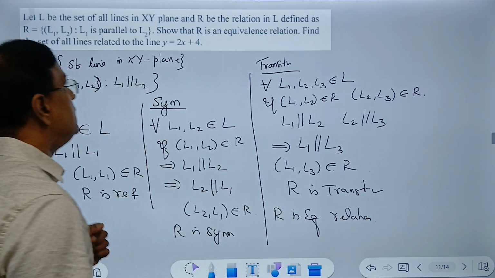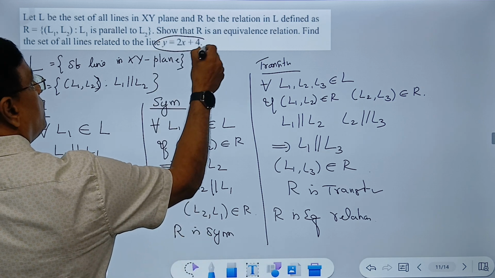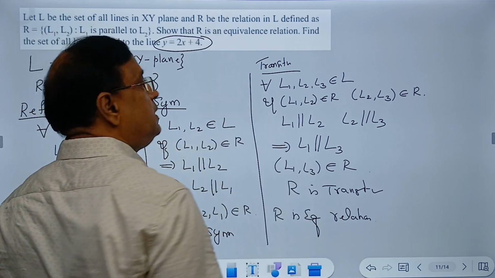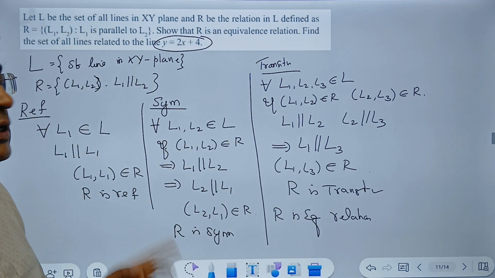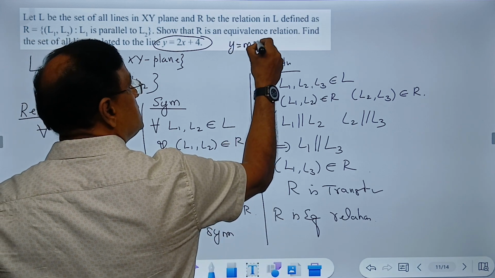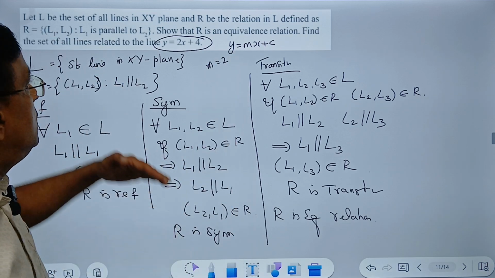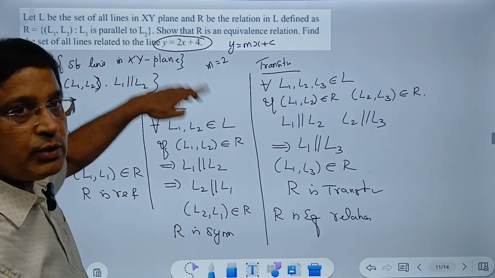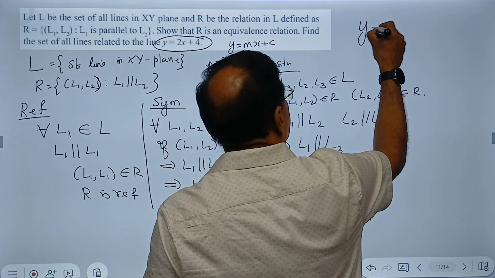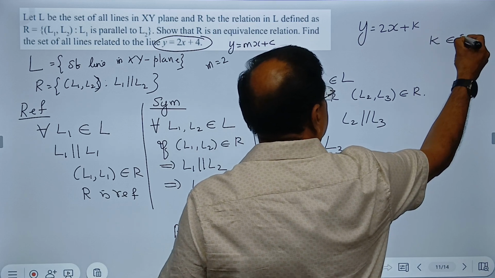Now you have to find the equivalence class. What is the equivalence class? Set of all lines related to y equal to 2x plus 4. So what is the slope of this line? It is of the form y equal to mx plus c. So obviously my slope is 2. So the relation is 'parallel to'. So I should collect all lines that are parallel to this. What is that? y equal to 2x plus k, where k belongs to real numbers.